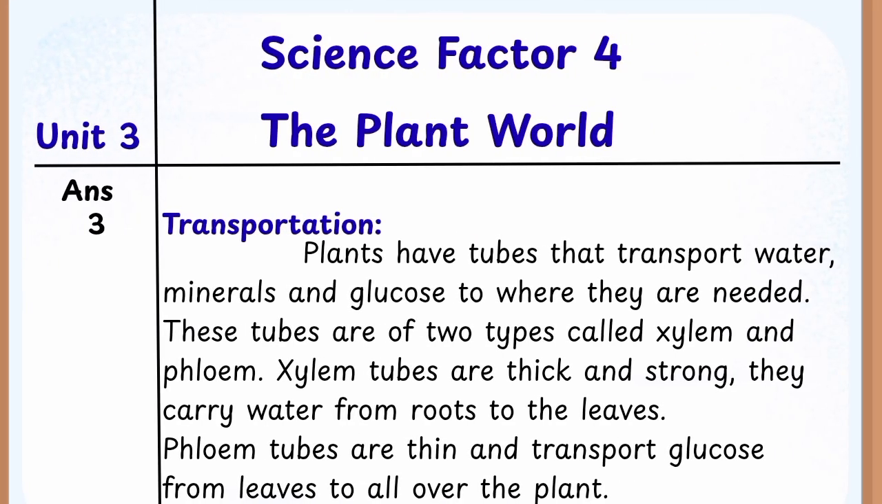And the third process is transportation. Plants have tubes that transport water, minerals, and glucose to where they are needed. These tubes are of 2 types that are called xylem and phloem. Xylem tubes are thick and strong. They carry water from roots to the leaves. And phloem tubes are thin and transport glucose from leaves to all over the plant.